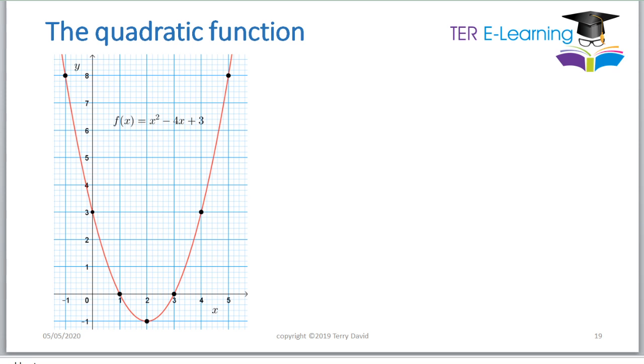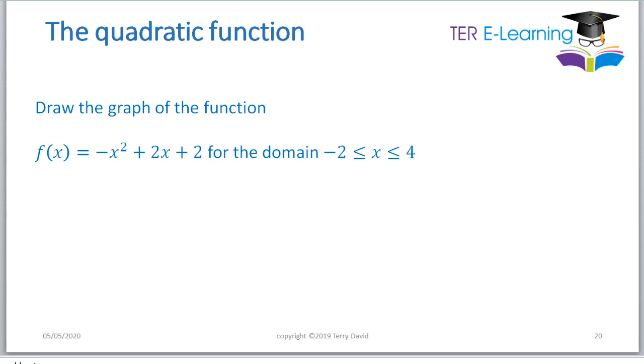So let's see. So here's what we want to draw: this function. The function is minus x squared plus 2x plus 2, and I've given you the domain as going from minus 2 to 4. All right, so here's what I want you all to do. Using these domains here, I want you to work out what my f of x values are.